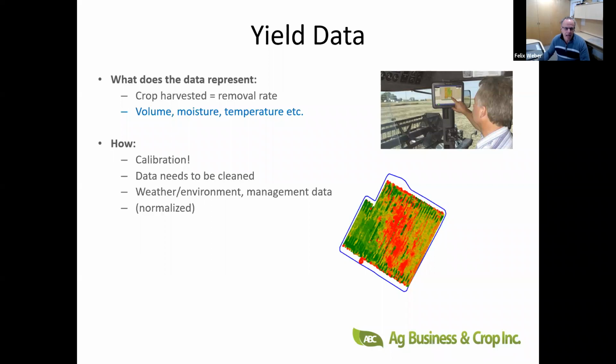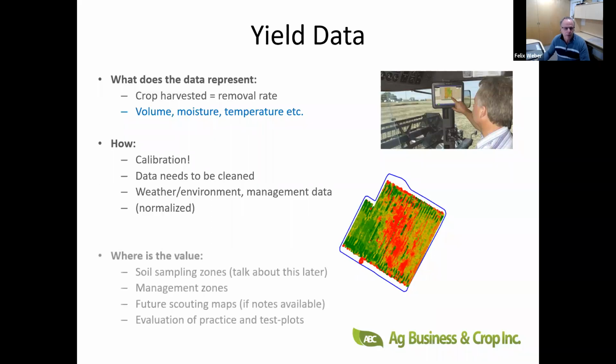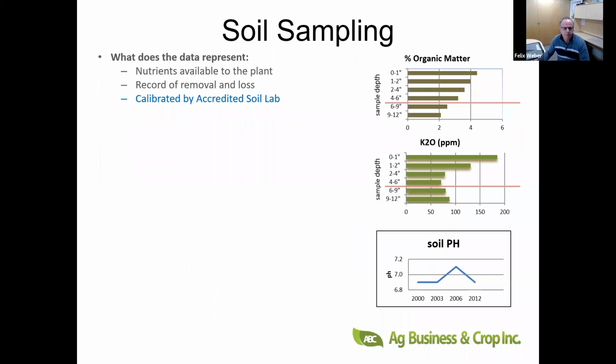Calibration of combines has been made much easier today and is not as complicated anymore, but it is very, very important. How can I best use the data? Since yield data represents removal rate, this data is great for making soil sample maps. The data has to be normalized to be able to compare from one year to the next. If you use more than one combine, that's an important part as well.